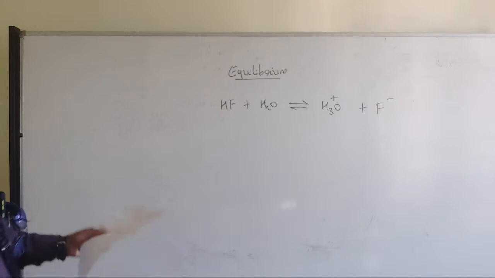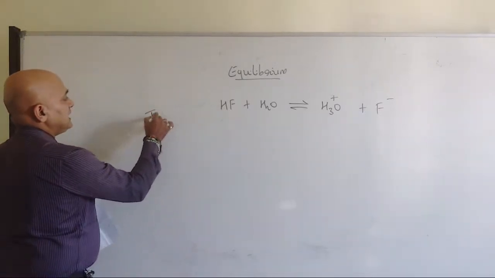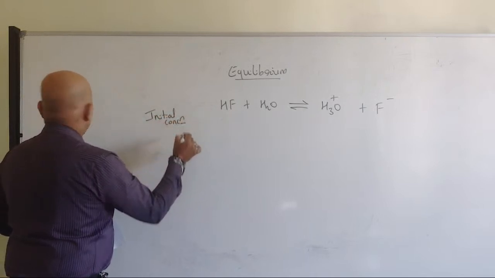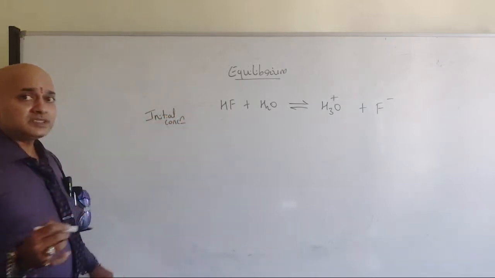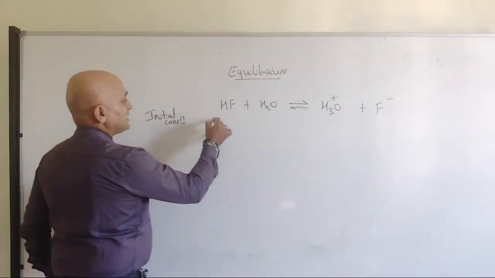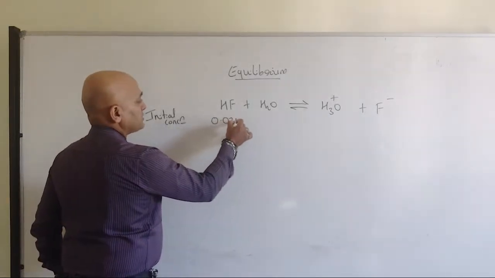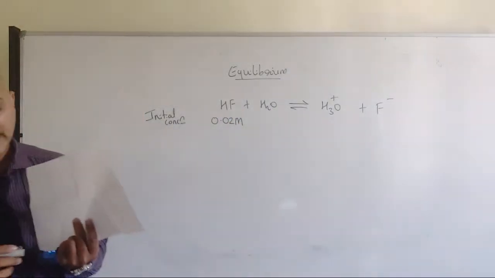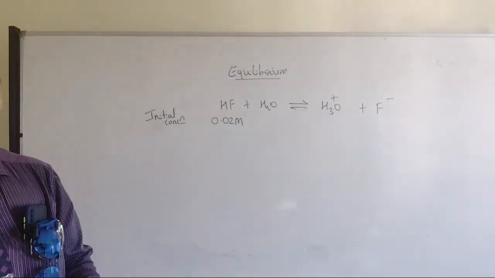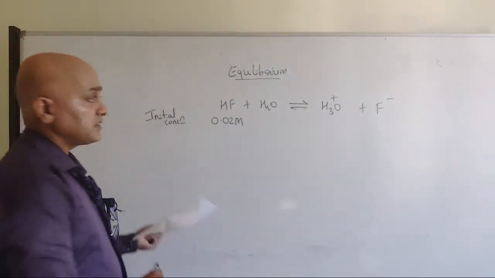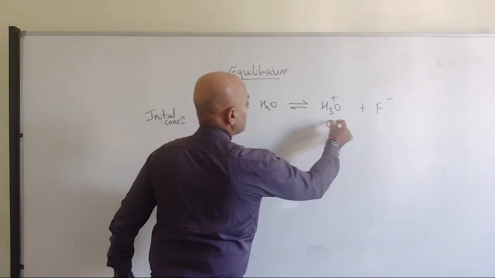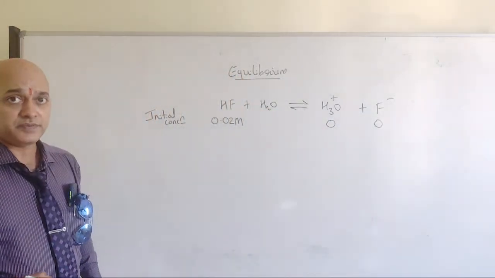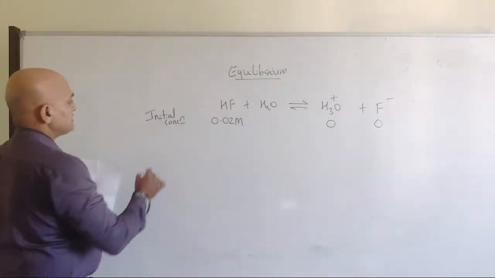Now, first I will write the initial concentration. What is that? 0.02 molar. They have given it as 0.02 molar. That will be the initial concentration. What will be the concentration of these two? 0. Water we are not considering because it is a liquid. We are not going to consider that one.